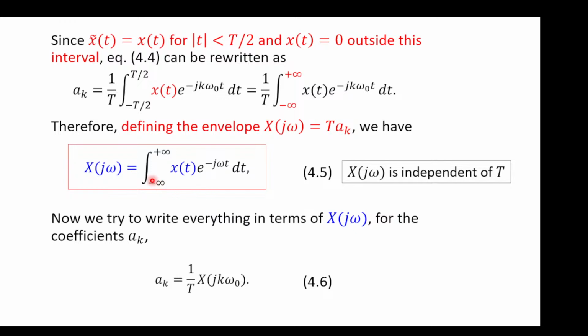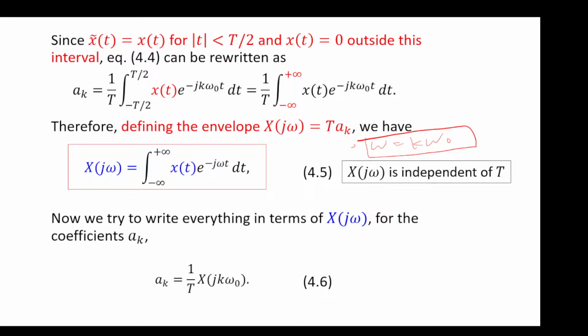We have this clean form: the integral from minus infinity to plus infinity of x of t times e to the minus j omega t dt. This is a function of k, but now we change variables. We also define omega equal to k omega naught, just like we said before. This is important.